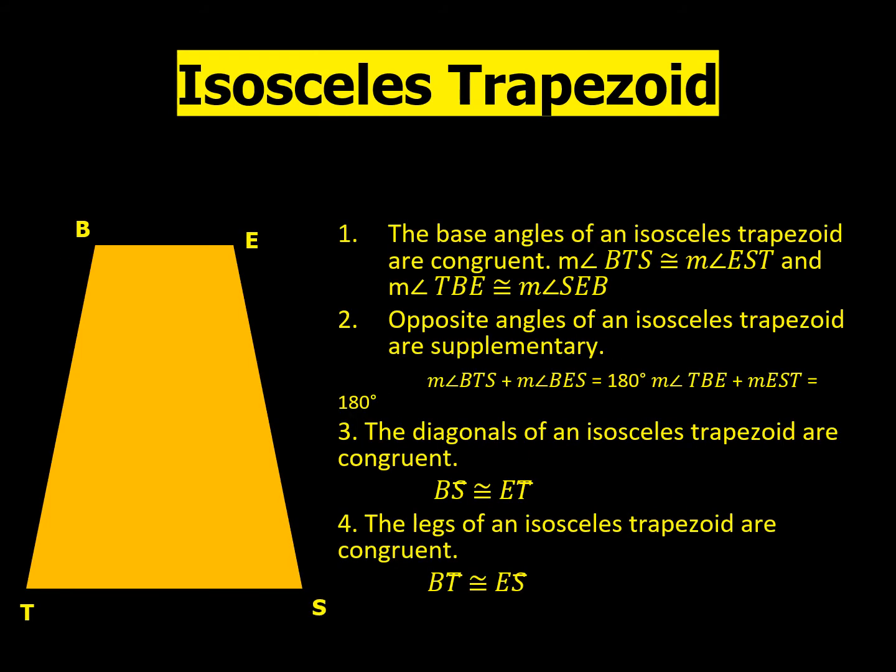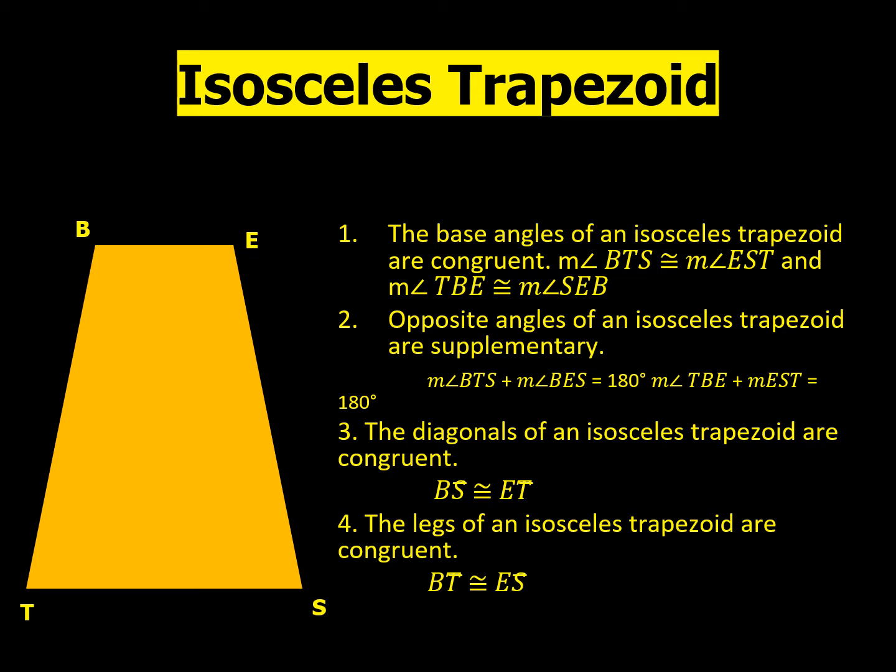We have also isosceles trapezoid. The base angles of an isosceles trapezoid are congruent. So angle B and angle E are congruent, and angle T and angle S are also congruent.